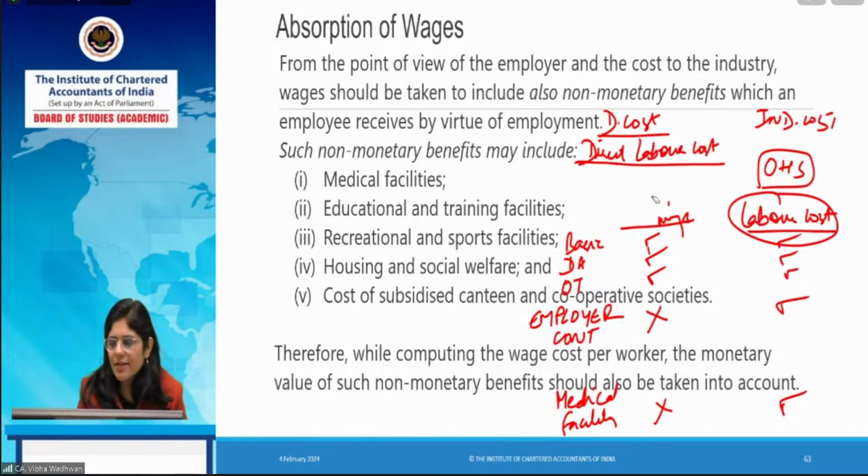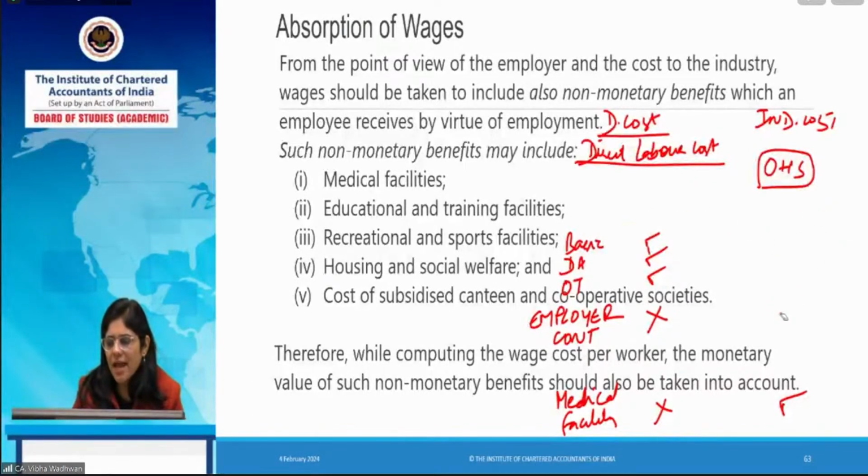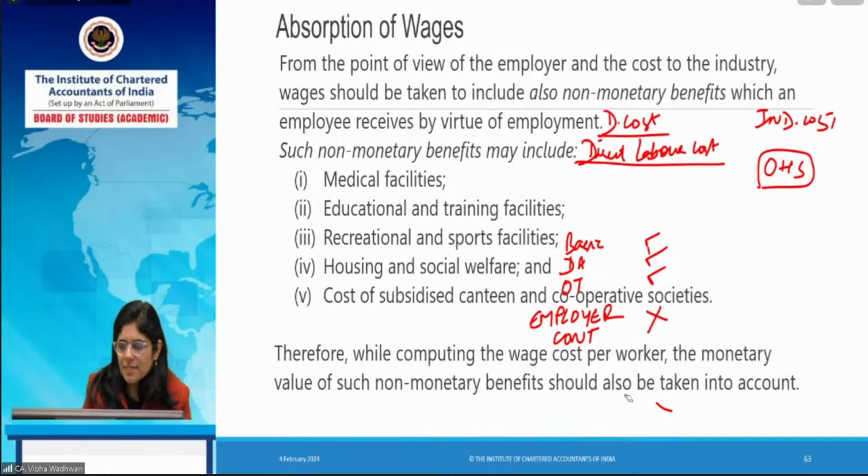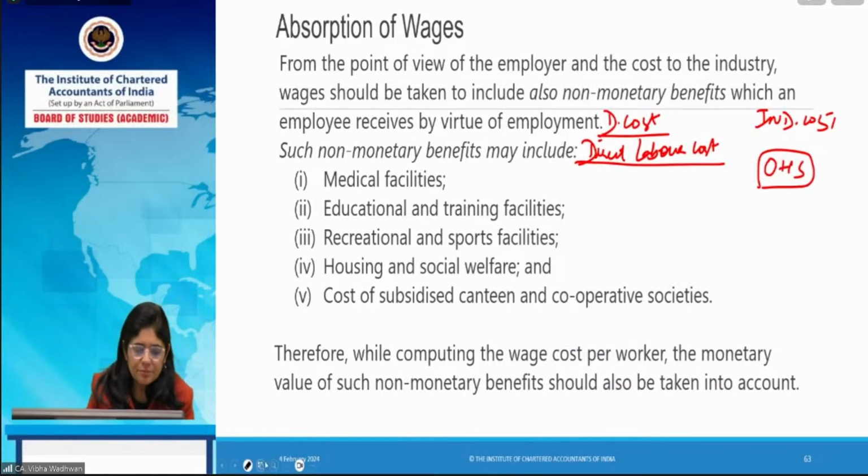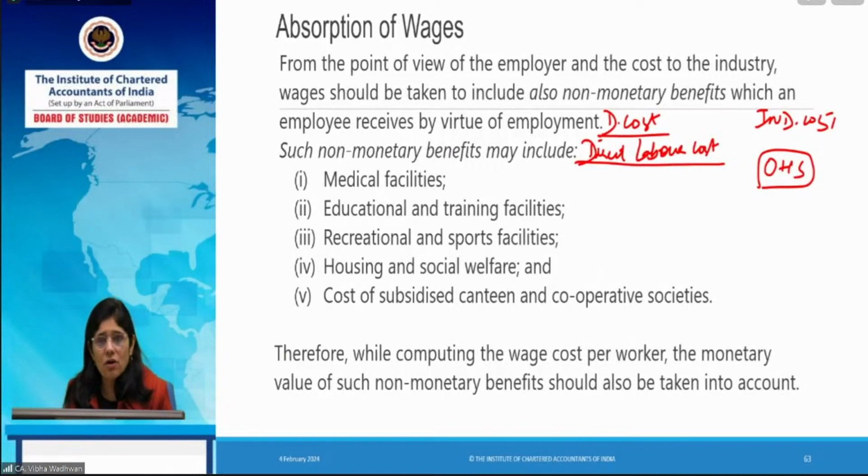So I'll just erase the other things. I hope you have understood what exactly we are trying to discuss. Clear? So now focusing on the labor cost. So there are two schools of thought. Again, we are more focusing on direct cost. Indirect cost is the question here is how much of employee cost should be part of cost of production and how much should be part of overheads.